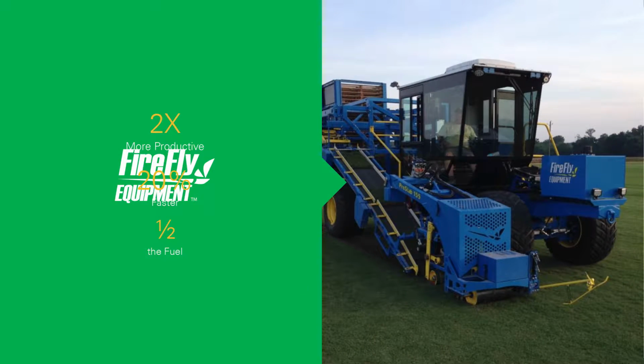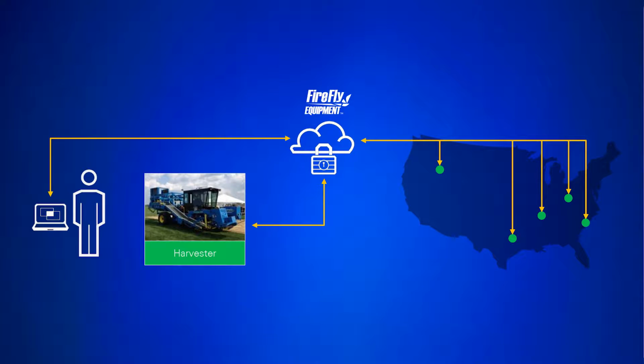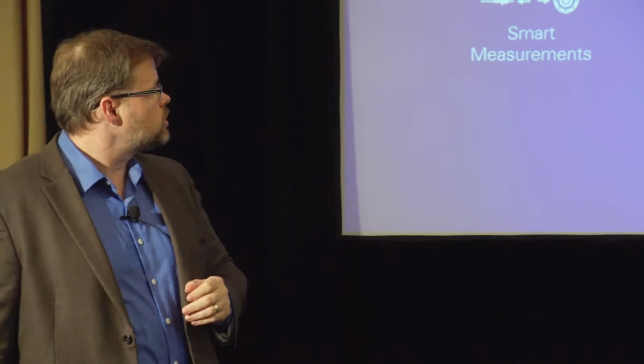So these are machines that harvest sod, grass, that gets sold to golf courses, home and garden stores, so we can put it on our lawns, football fields, soccer fields, cricket fields, whatever your sport of choice is. And this particular piece of equipment is called the ProSlab 150. I think we'll see it in a minute.